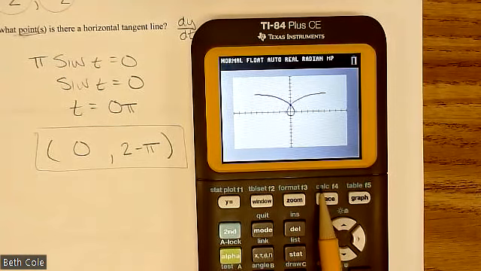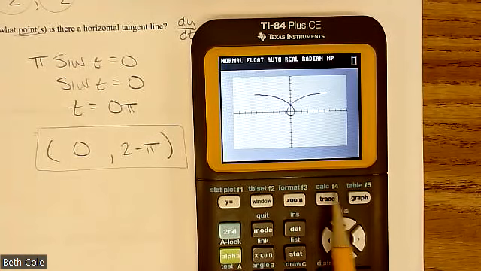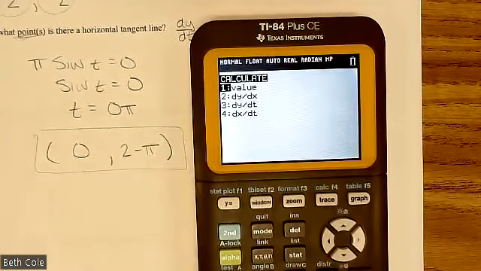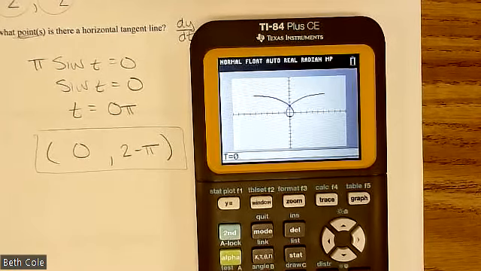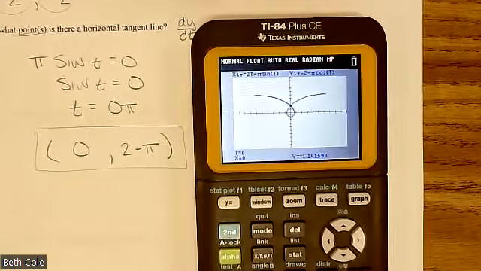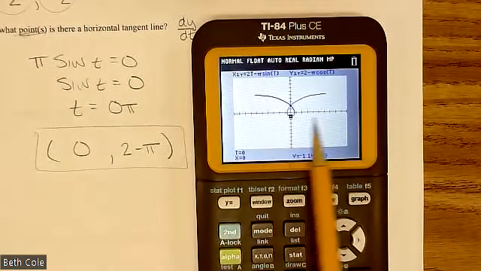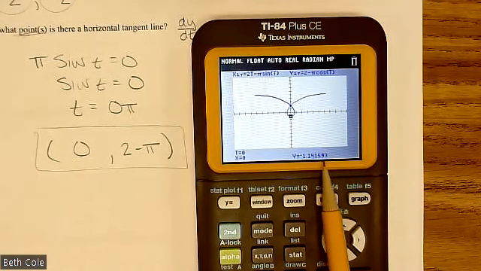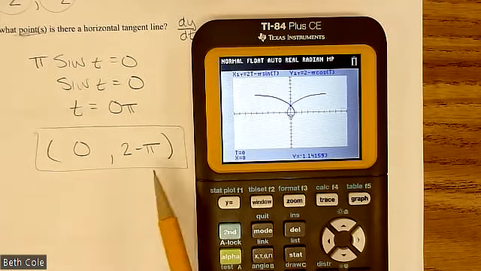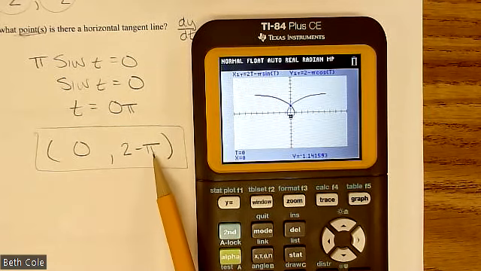Okay. See your trace button, how it says calc above that? You know how you've done that with regular rectangular equations all the time? Do that. Do calculate. Second trace. You want to do a value, so choose 1. And what do we want to plug in for t? 0. Put in 0, enter. And do you see how it's that point right there at the bottom? That's where the horizontal tangent line would be. And what does it come out to? Negative 1.1415. Well, that's 2 minus 3.1415.